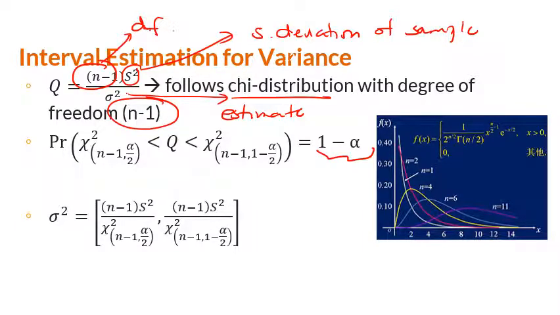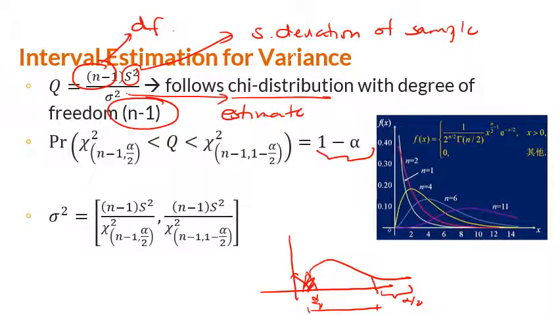So meron kang dalawang tails. So it's not symmetric. So para siyang ganyan for higher values of n. So ito yung left tail. So this is alpha over 2 yung area. Ito naman yung right tail. So take note, kung alpha over 2 ito, okay, so yung area ng cumulative sa kabuuan is this one. The area of this is 1 minus alpha over 2.